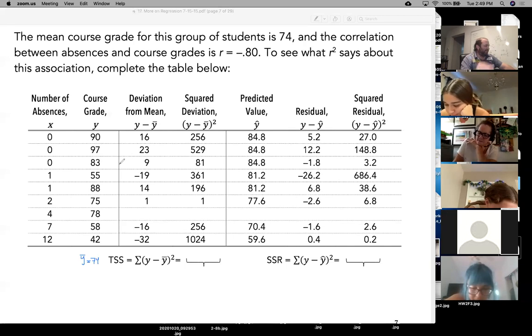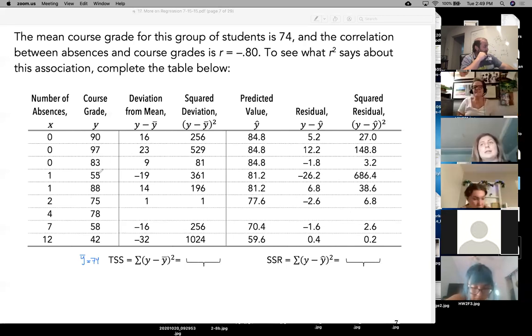83 minus 74? This is good practice. Everyone should be doing this. 9. 55 minus 74? Negative 19, right? Yes. 88 minus 74 is 14. 75 minus 74 is 1. And 78 minus 74 is 4.